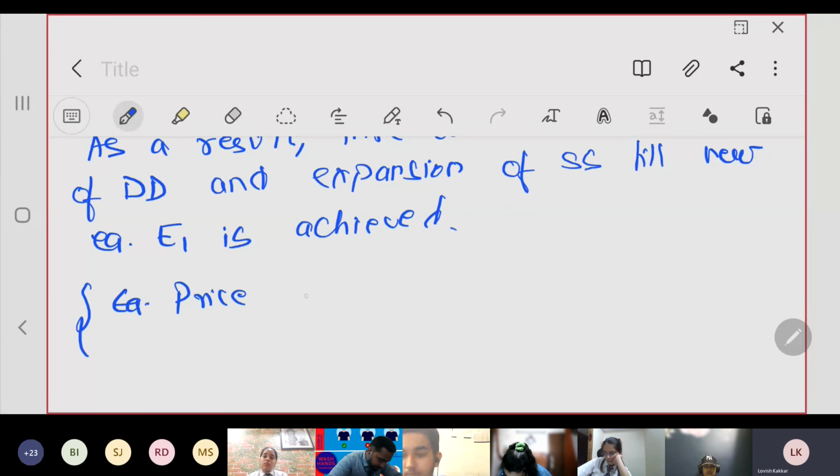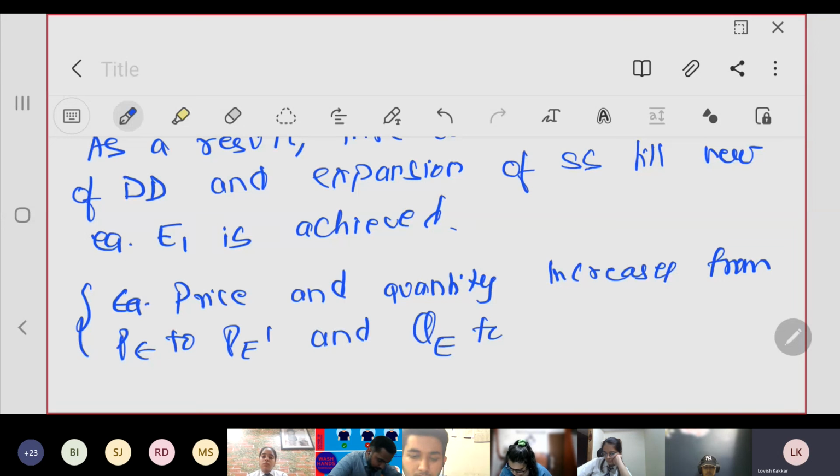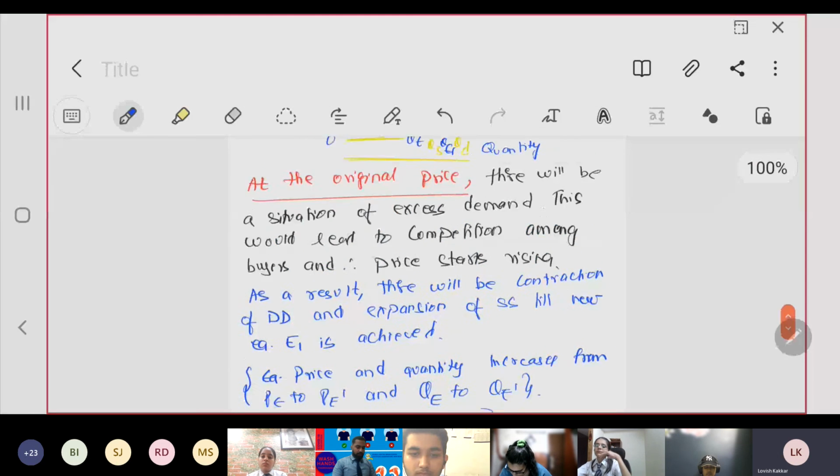Equilibrium price and quantity, since both of them increase, I can write them together. Equilibrium price and quantity increase from PE to PE dash and QE to QE dash. This is your sixth marker. This is how you will explain all the things.